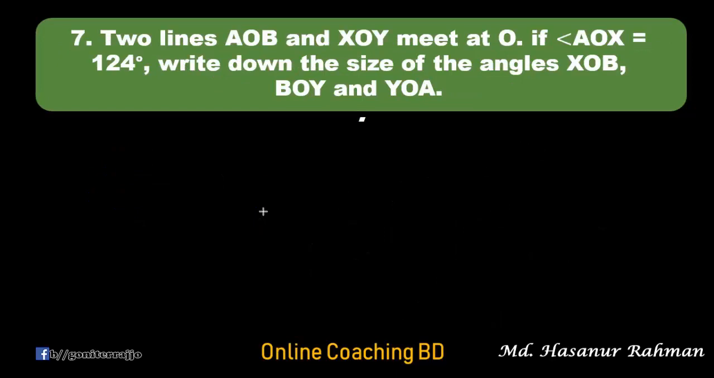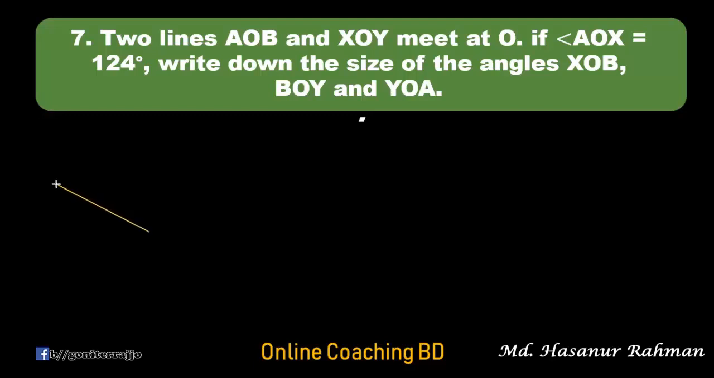Now our next problem, number 7. Number 7 says two lines AOB and XOY meet at O. If AOX equals 124 degrees, write down the size of the angles XOB, BOY and YOA. So how can we solve this problem? Very simple one. First we have to draw the figure. Two lines AOB and XOY meet at O.